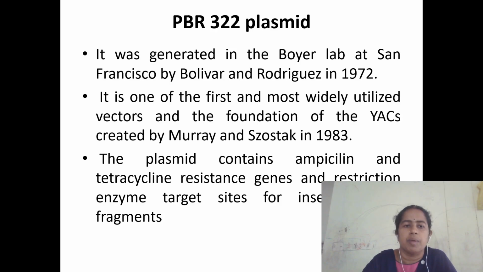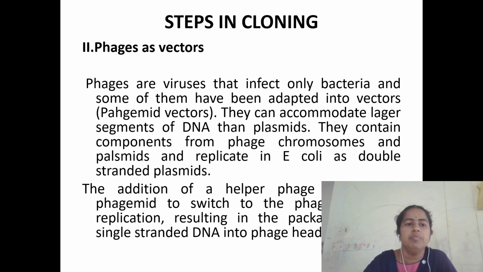pBR322 is an example of a plasmid which was generated from the Boyer lab at San Francisco by Bolivar and Rodriguez in 1972. It is one of the first and most widely utilized vectors and the foundation of yeast artificial vectors created by Murray and Szostak in 1983. The plasmid contains ampicillin and tetracycline resistant genes, then restriction enzyme target fragments for inserting DNA fragments. Steps in cloning. Then phages as vectors.